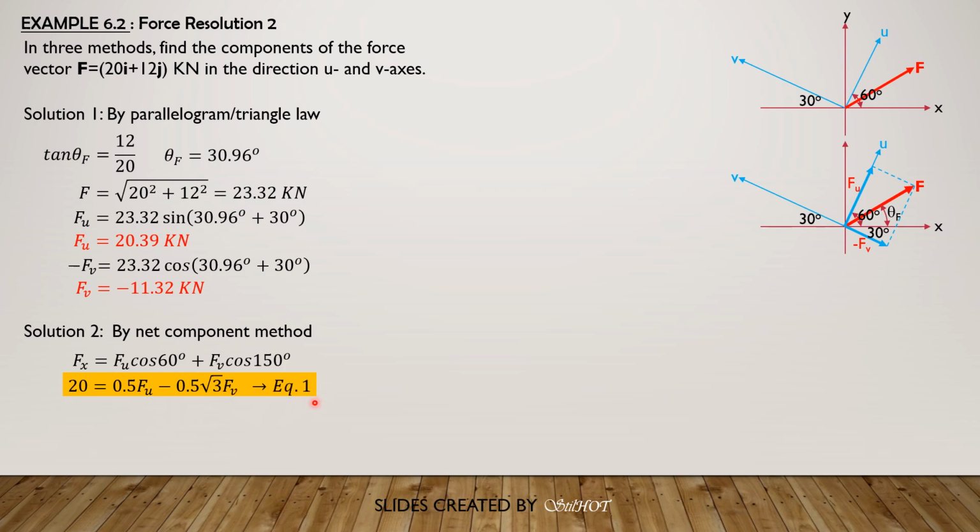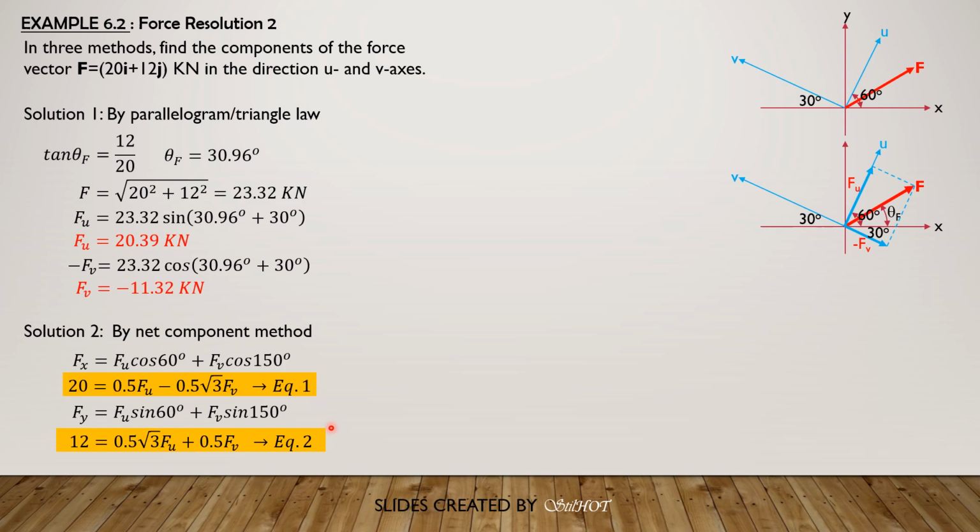So call that equation 1. Likewise, Fy is 12, and Fu and Fv are both positive. So the component of Fu along y is Fu sine 60, while the component of Fv along y is Fv sine of 150 degrees. Simplifying, 12 equals 0.5 square root of 3 Fu plus 0.5 Fv, equation 2.